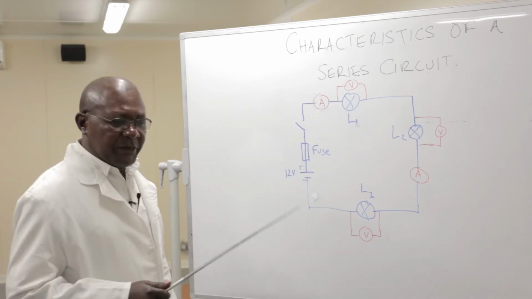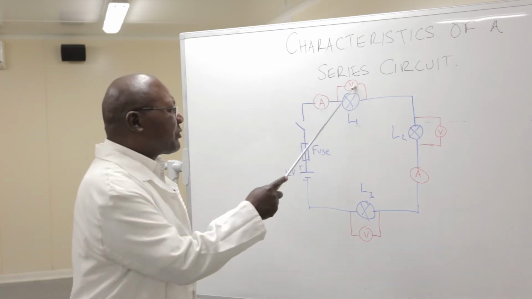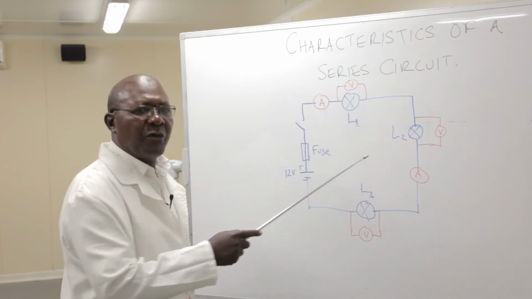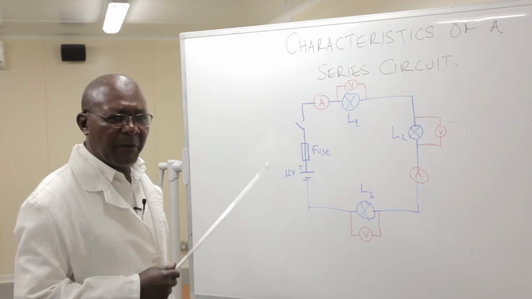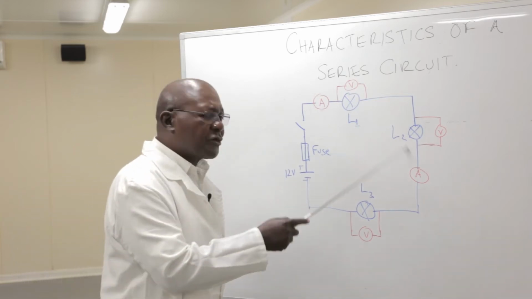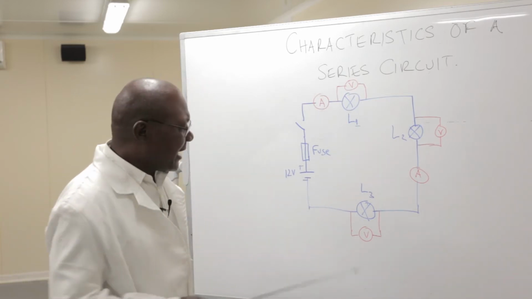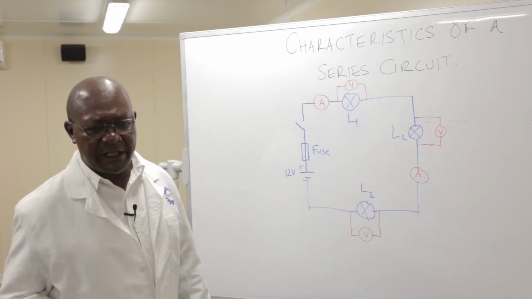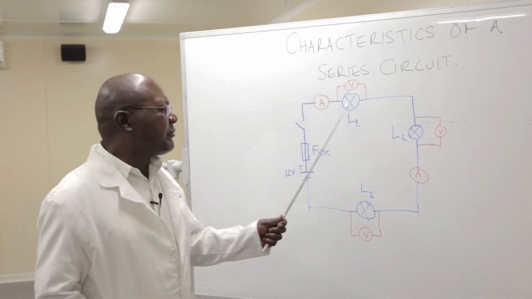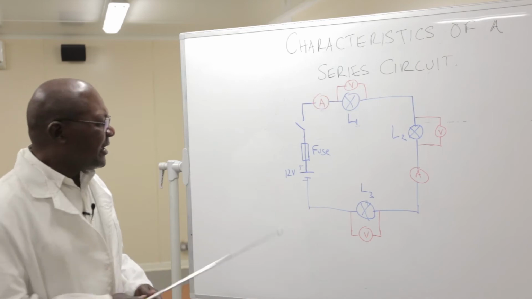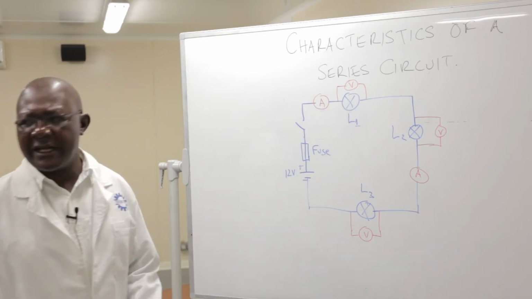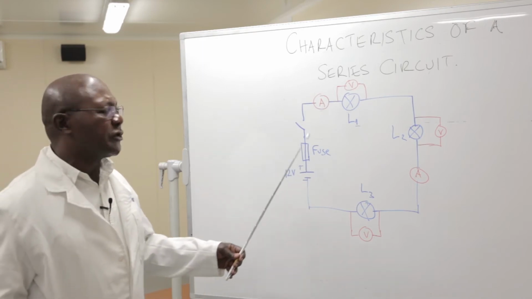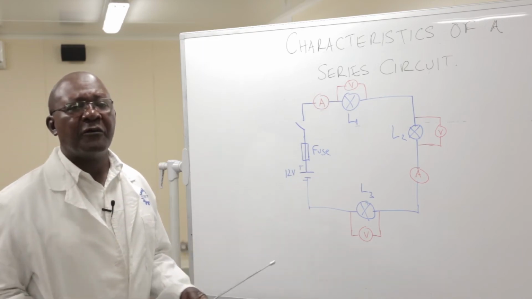But the voltage drops. It means each load, each consumer we've got there, like lamp 1, will get part of the voltage which is coming from the source, and lamp 2 will also get part of the voltage, and lamp 3 will get part of the voltage. Now, if all these lamps were rated the same, we just have to divide the 12 volts by 3 because the lamps are rated the same. It means each lamp will consume 4 volts.